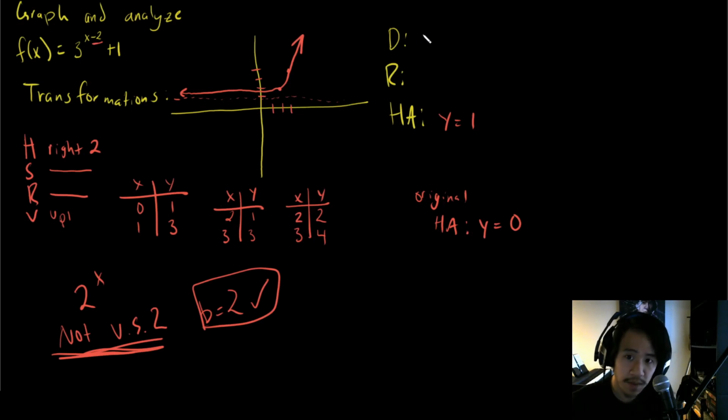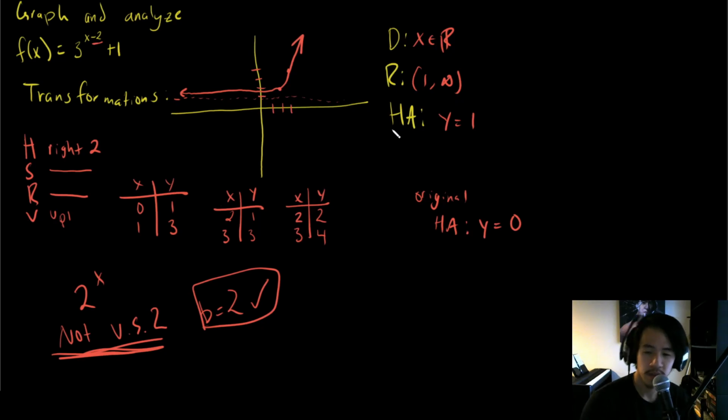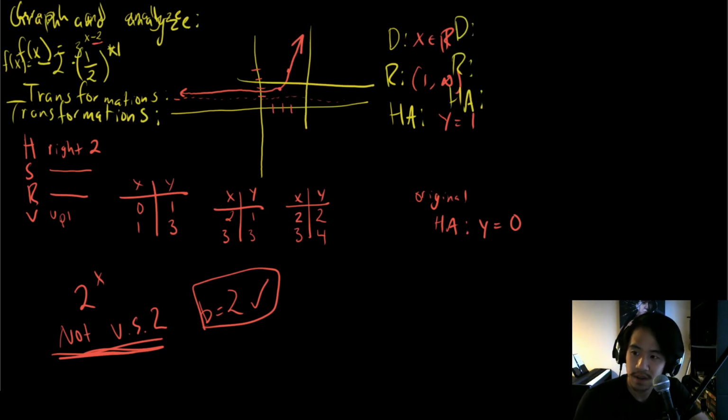The domain is going to be x is an element of the real numbers, and the range is going to be everything from 1 to infinity. So this is a good example of an exponential growth function. So let's go ahead and look at an exponential decay function.